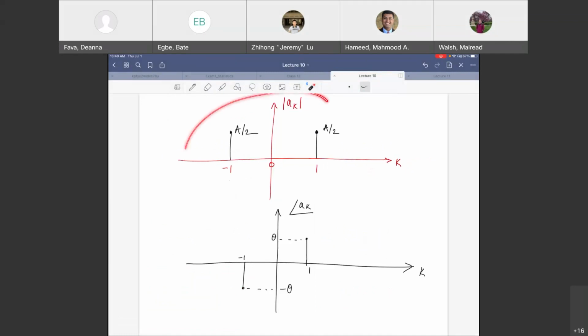For the magnitude, we got A over 2 and A over 2. If we just had a cosine, it would be half and half. Think of it like this: if you have a cosine, half of the energy is going in one, half of the energy is going in the other. And then the phase is theta and negative theta at k equals +1 and k equals -1. We did this.